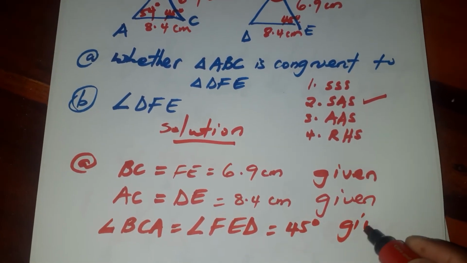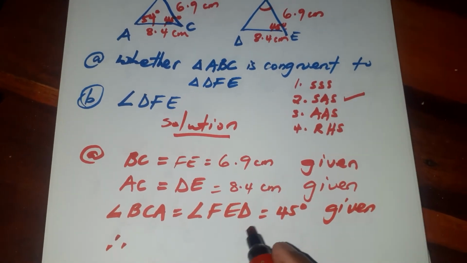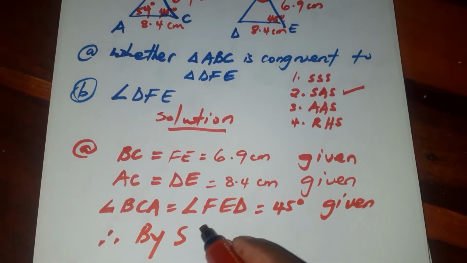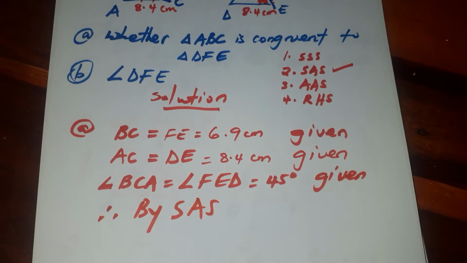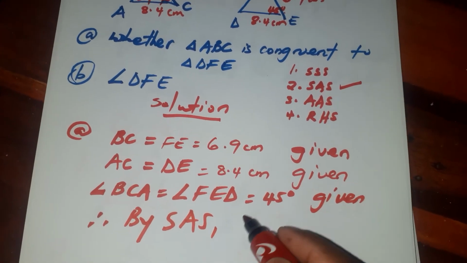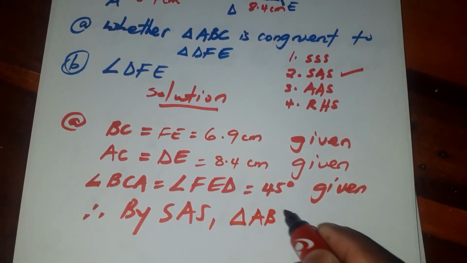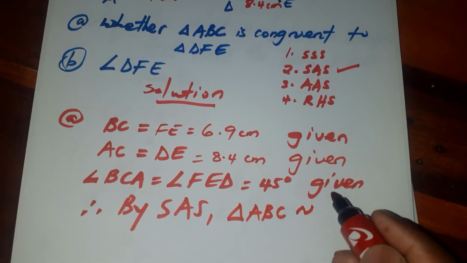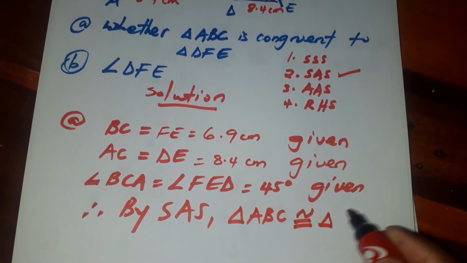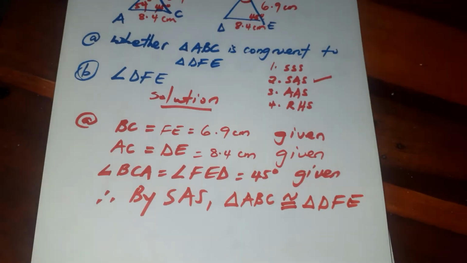We are also given. Therefore, we can now deduce by SAS, side angle side, triangle ABC is congruent, that is the sign for congruence, to triangle DFE. And then we are done.